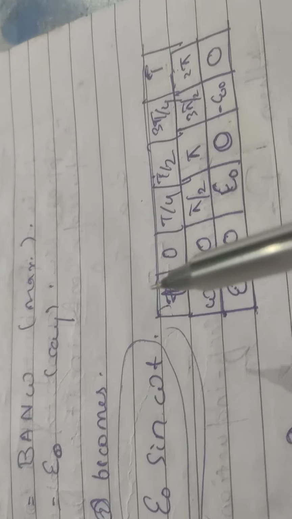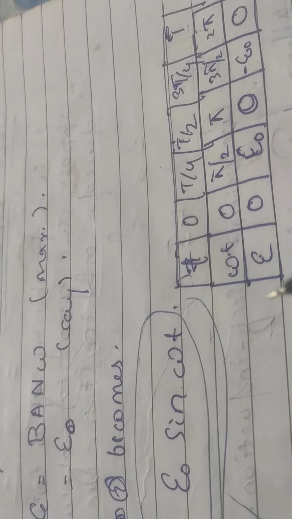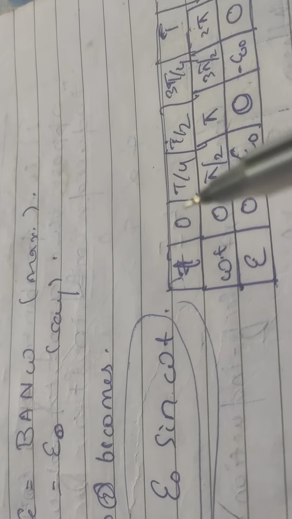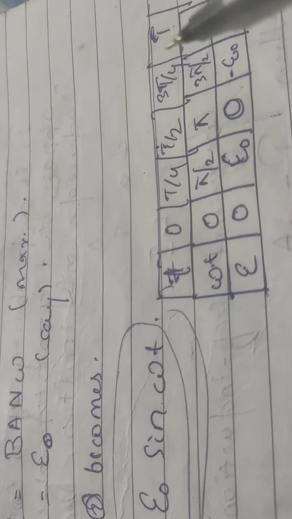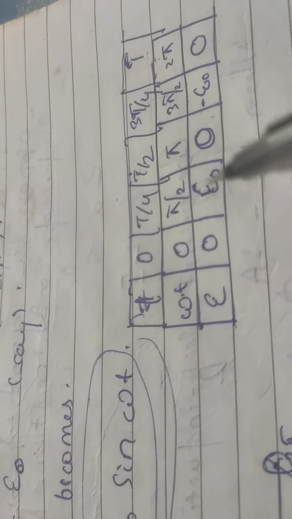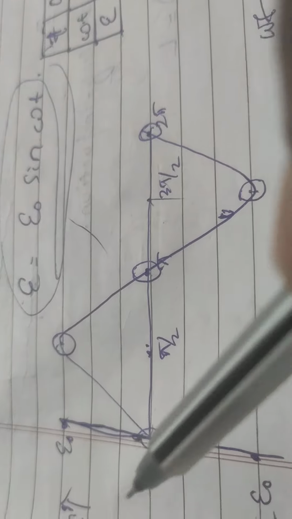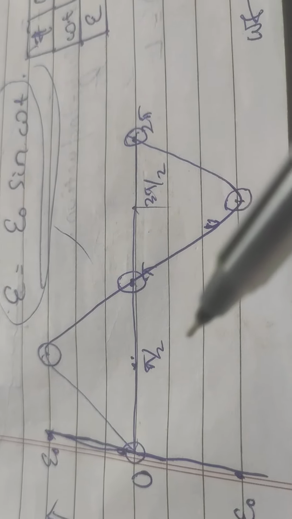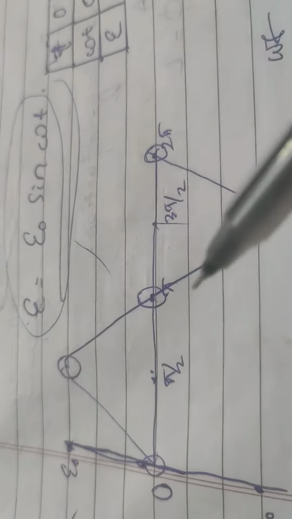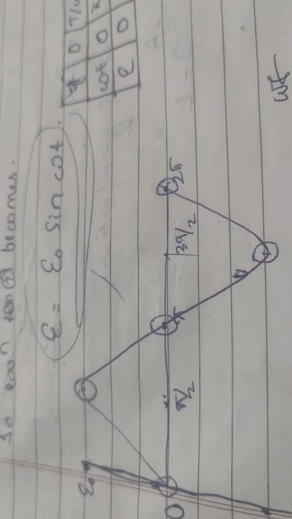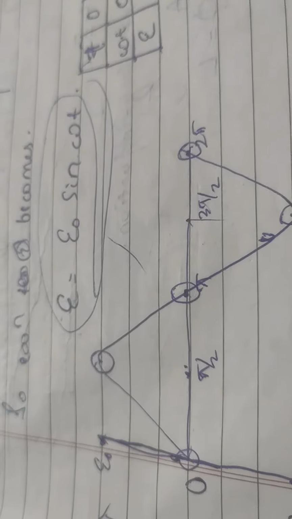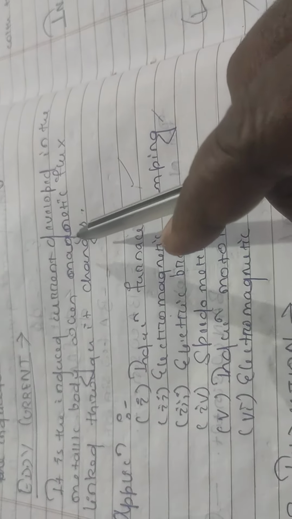So take a table of omega t versus E. Substitute the values 0, T by 4, T by 2, 3T by 4. We get the values as shown. By plotting the graph between E and angle omega t, the graph becomes like this. This indicates that the graph is AC in nature. So we conclude that the induced EMF developed in the coil is an alternating current.